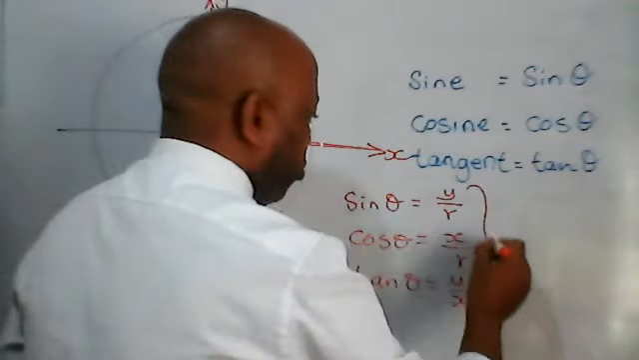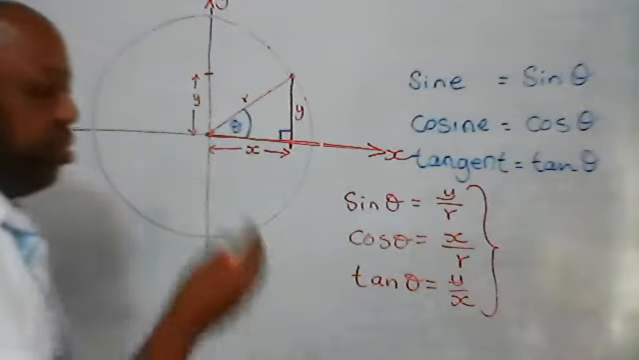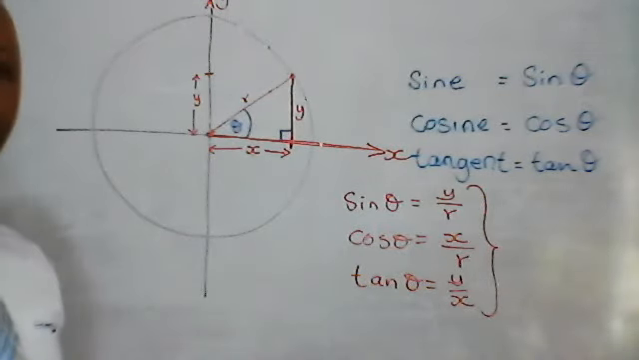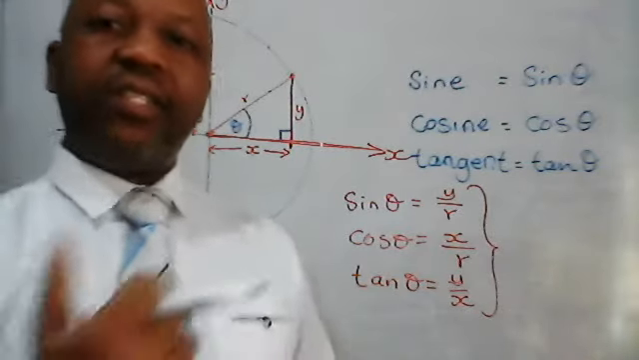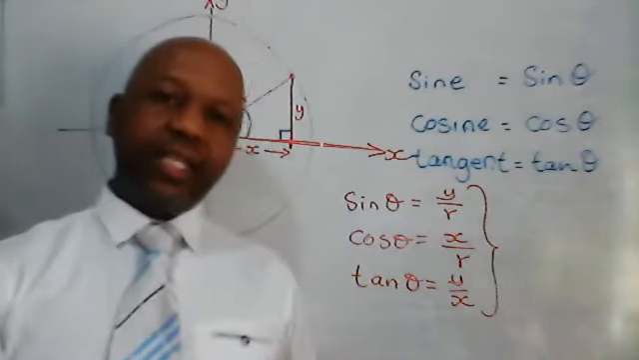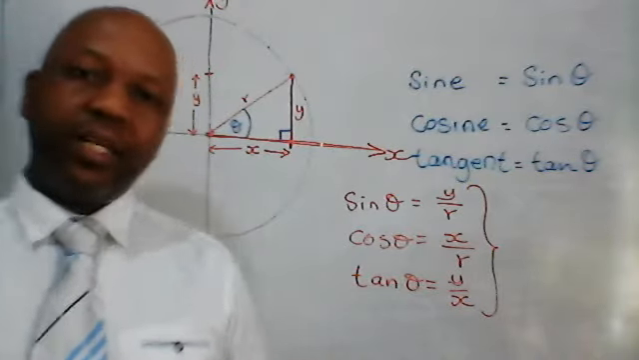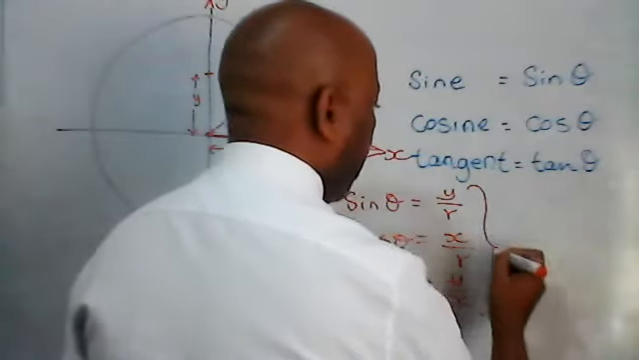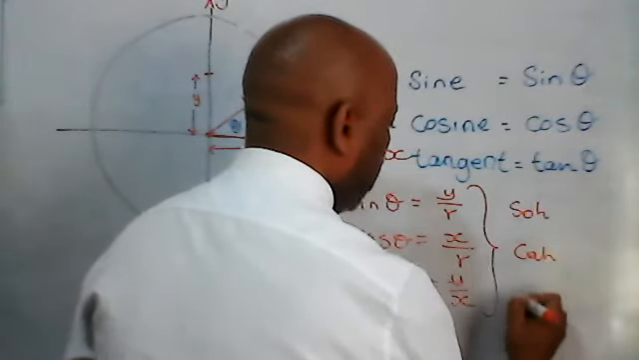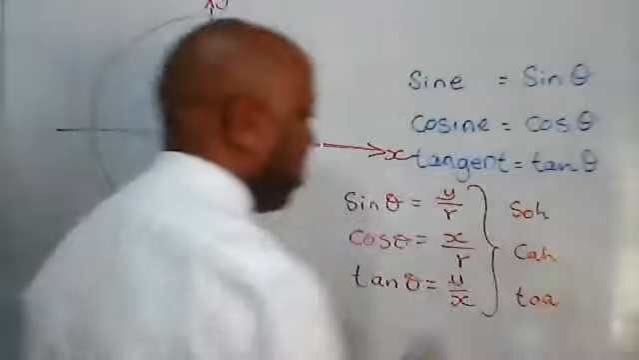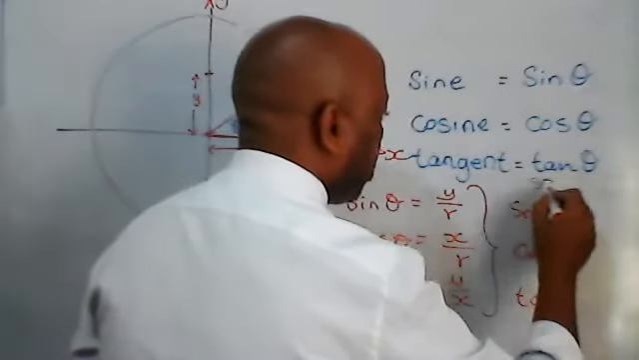It's a very nice mnemonic rhyme we use to remember all of that. Sine, opposite over hypotenuse. Cosine, adjacent over hypotenuse. The tangent is opposite over adjacent. We can also use SOHCAHTOA. I'm sure you've heard of this. SOHCAHTOA.